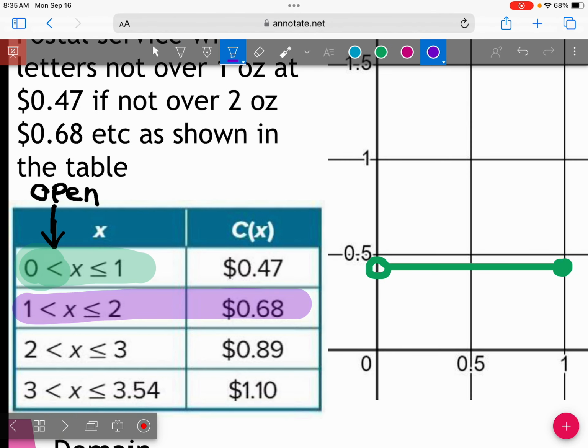I'm going to do each of these segments a different color. If you guys ever would like colors, I have so many colored pencils and markers. I'm happy to loan them to you guys. So if you ever need colors, please let me know. I have tons.